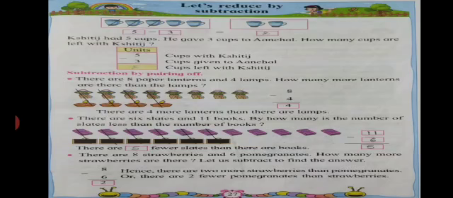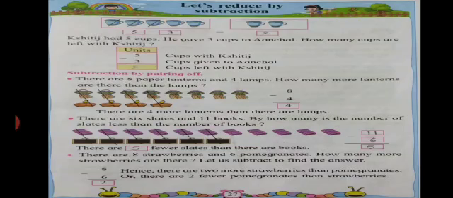So children, as you can see in the picture, four lanterns and 4 lamps are cut and only 4 paper lanterns are left. So there are 4 more lanterns than the lamps.